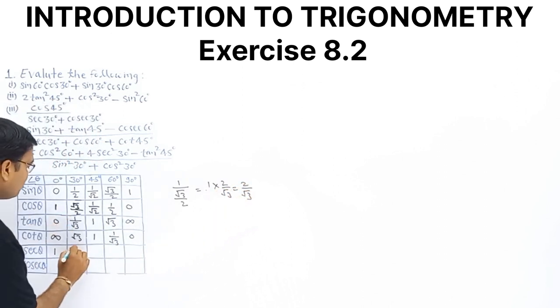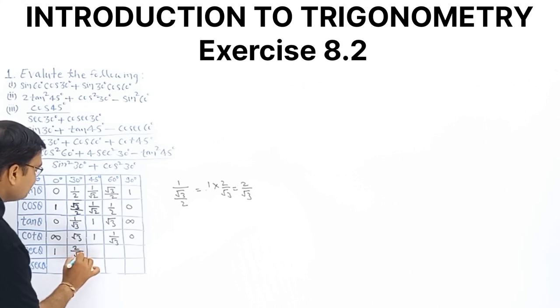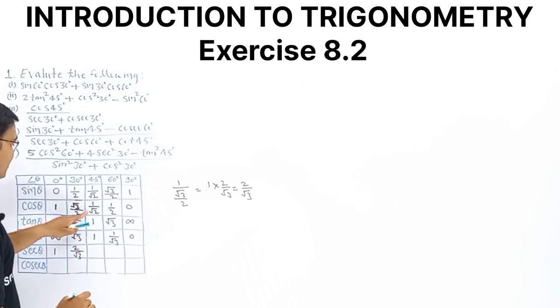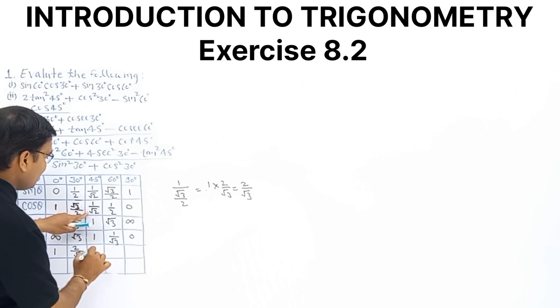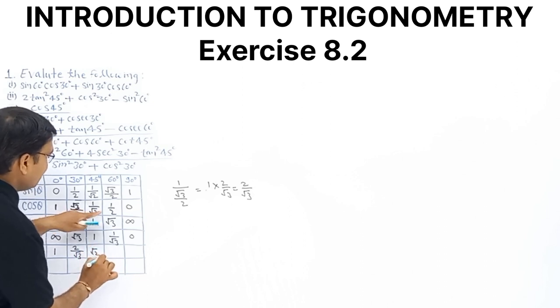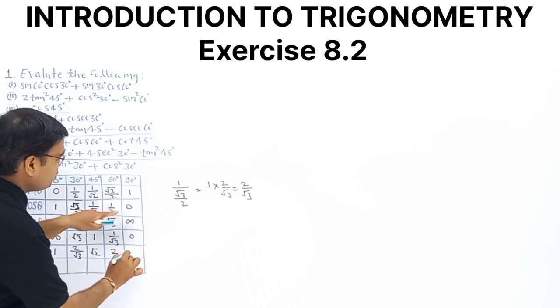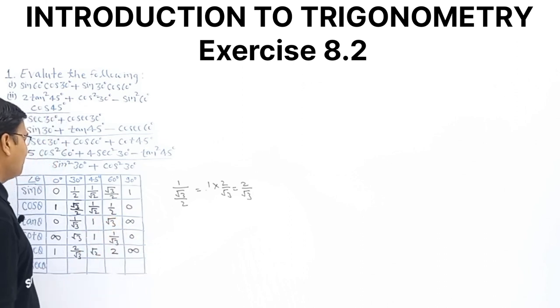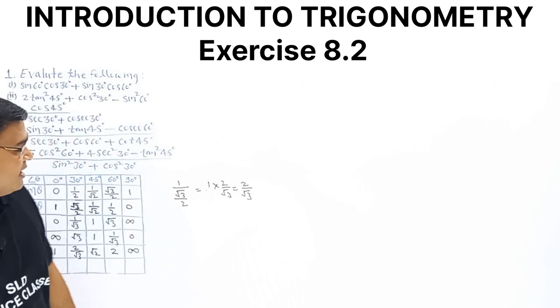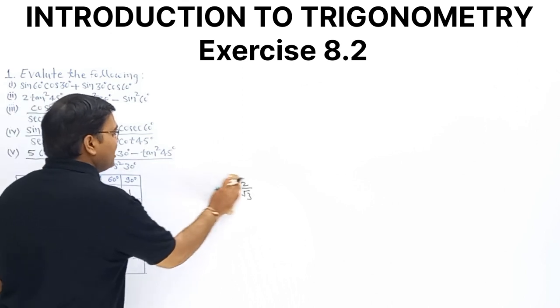So its value will be 2 upon square root of 3. And this can be written as 1 upon 1 divided by square root of 2, which will be the square root of 2. Its value will be 2, and 1 upon 0 will be infinity.